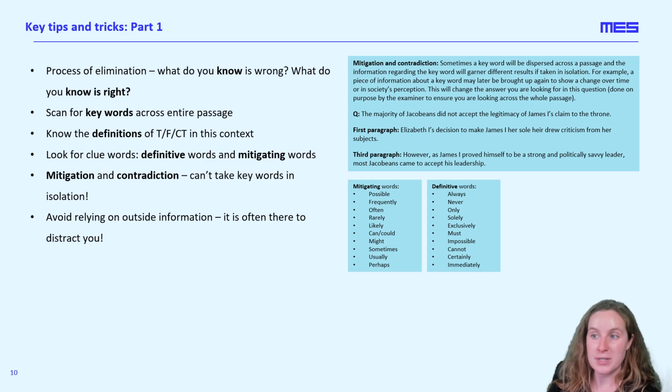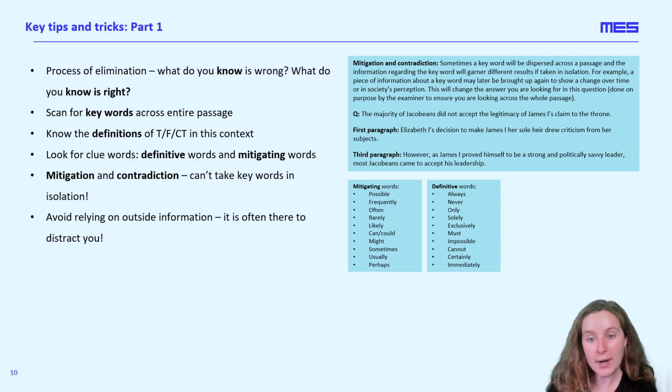So for example, the process of elimination. If you have 3 or 4 answers that you need to decide between, it's helpful if you can cross at least one of them off that you know is wrong, because then it reduces the options you have to choose between. You want to scan for keywords across the entire text or passage. You want to know the definitions of true, false, and can't tell in this context. So not real world true, false, can't tell, but rather what you can logically prove from the passage.